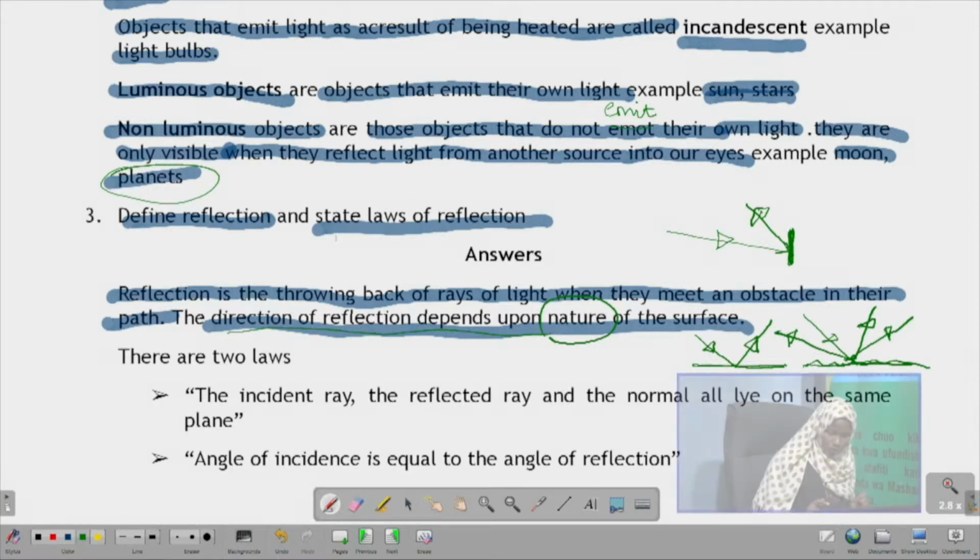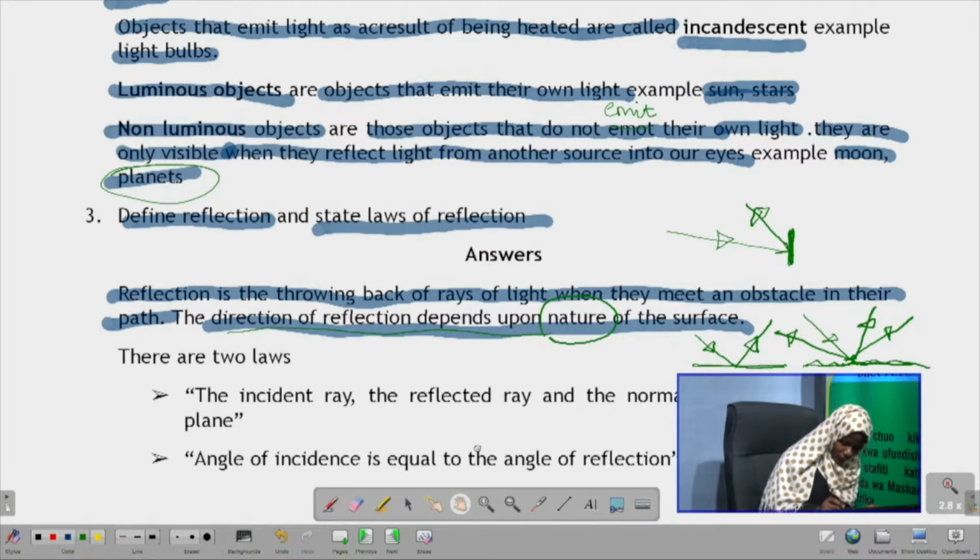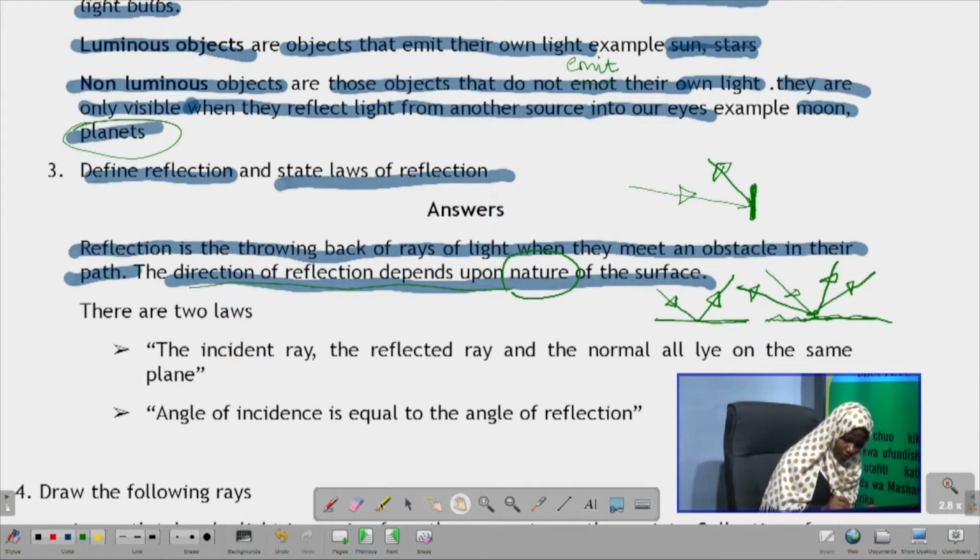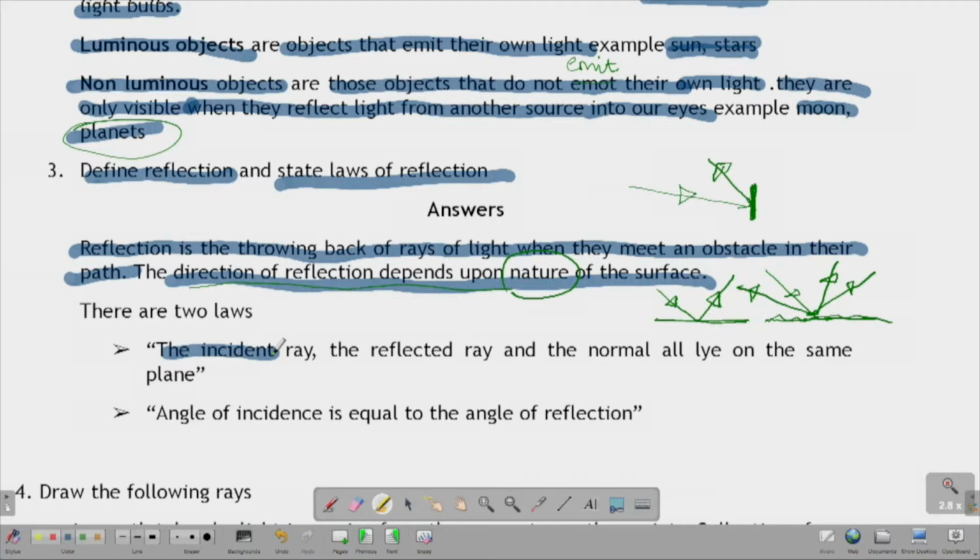Reflection has two laws, which are: the incident ray, the reflected ray, and the normal all lie on the same plane. What does this mean? Okay, this is our horizontal plane, and this is the incident ray, and this is the reflected ray.